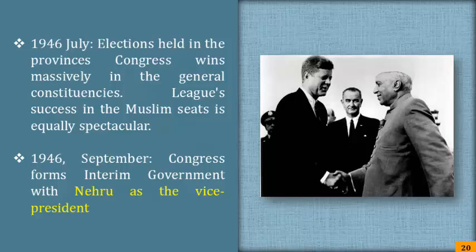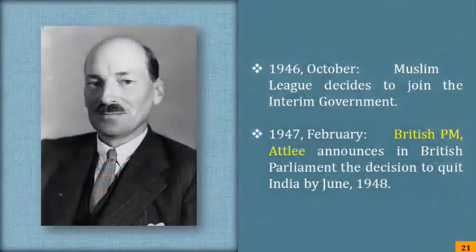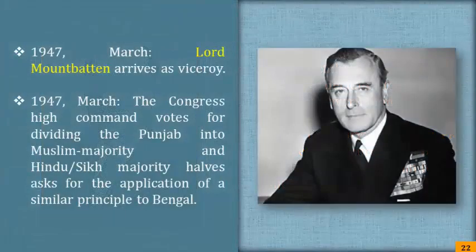1946 September. Congress forms interim government with Nehru as the Vice President. 1946 October. Muslim League decides to join the interim government. 1947 February. British PM Attlee announces in British Parliament the decision to quit India by June 1948. 1947 March. Lord Mountbatten arrives as Viceroy. 1947 March. The Congress High Command votes for dividing the Punjab into Muslim majority and Hindu and Sikh majority halves, asks for the application of a similar principle to Bengal.